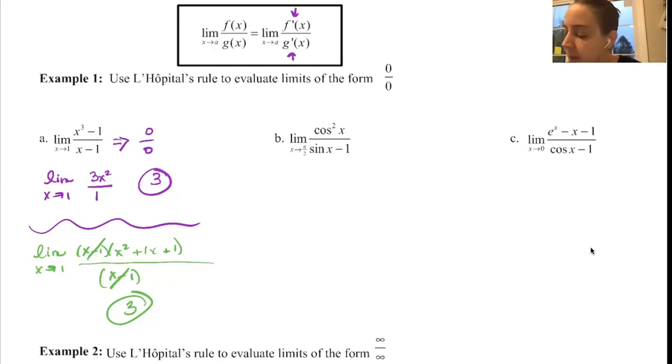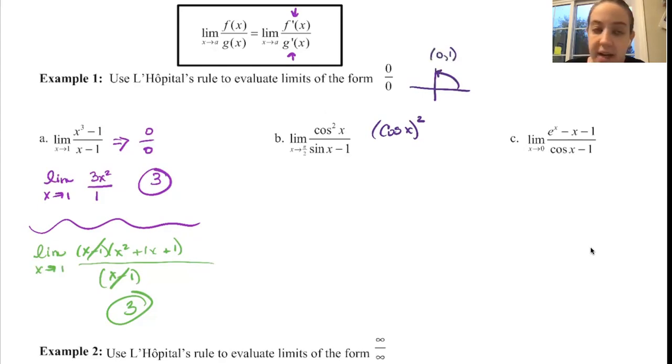So let's look at example B. I'm looking at the limit as x approaches pi over 2 of cosine of x. So remember that this is really the cosine of x quantity squared. That helps. Cosine of pi over 2, and I know we're feeling a little unsure about that unit circle. So pi over 2 is at the top. The coordinates are 0, 1. Cosine is the x coordinate. So this is really 0 squared.